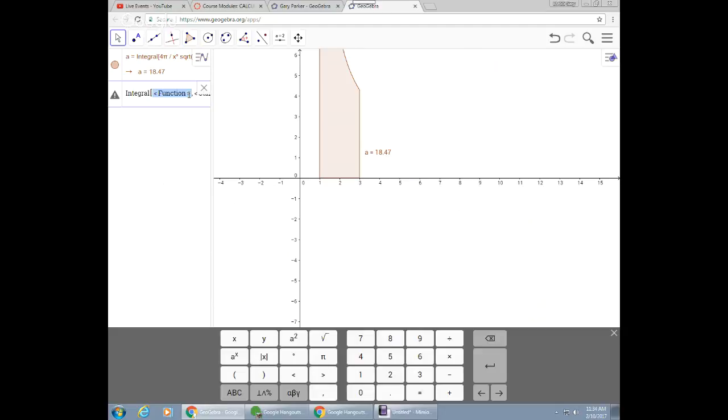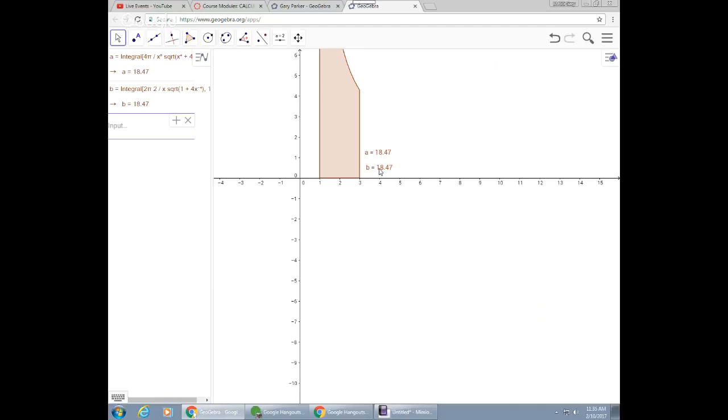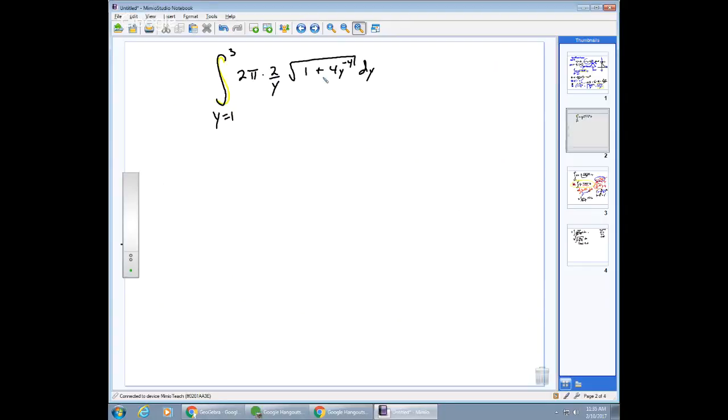So this time I'm typing it as 2 times pi times 2 over y times the square root of 1 plus 4, and I got to use x's, I keep forgetting, raised to the power negative 4. Change that to an x. And tab starting at 1, ending at 3. GeoGebra says, yep, that's still 18.47. So I typed 2 different algebra versions of my integrands.